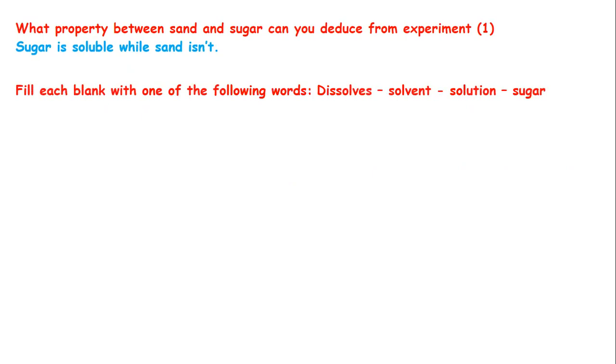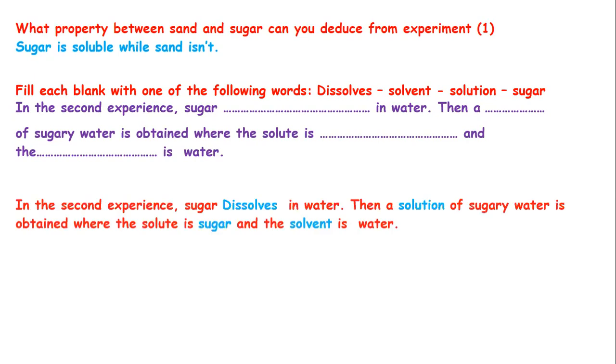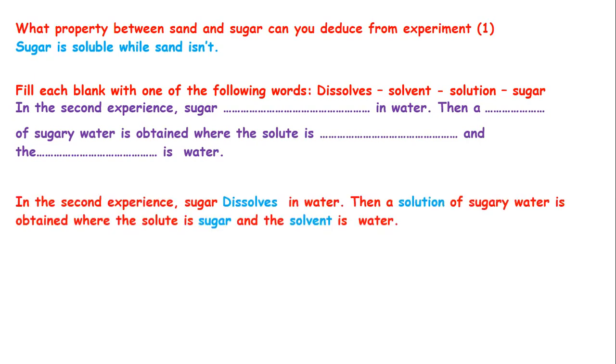Fill each blank with one of the following words: dissolved, solvent, solution, sugar. In the second experiment, sugar dissolves in water, then a solution of sugary water is obtained where the solute is sugar and the solvent is water.